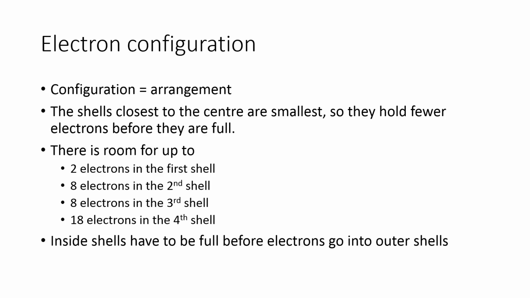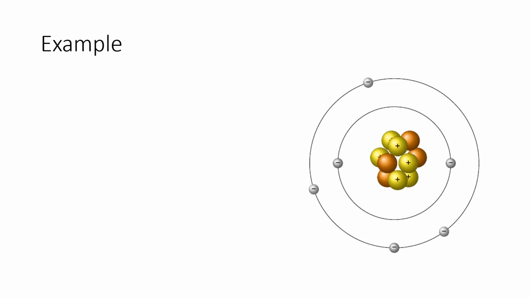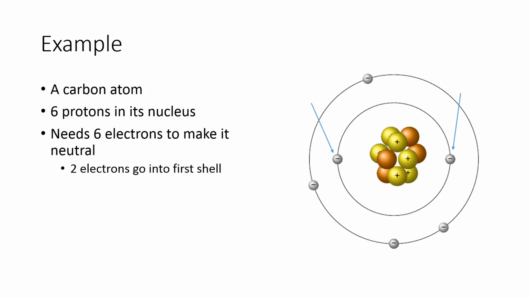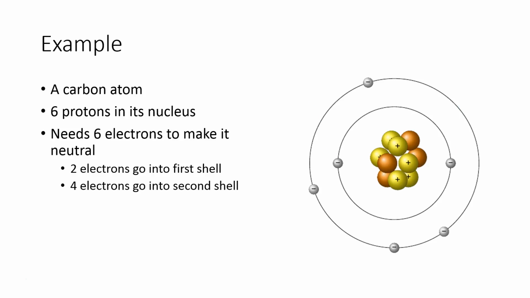So let's put these rules together into an example. Have a look at the diagram of the atom on the right of this screen. Again, you should copy it into your notes. This is a carbon atom. It has 6 protons in its nucleus. Therefore, to make it neutral, it needs 6 electrons arranged into its shells. So 2 electrons get packed into the first shell. But that's only 2 of the 6 that we need before the first shell is full. So the remaining 4 electrons have to go into the second shell.